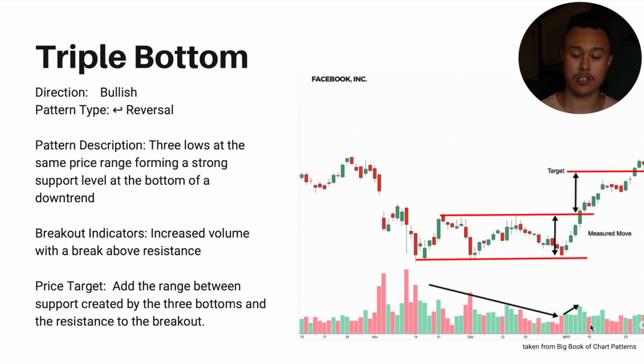So at the bottom of a downtrend, if price action hits 3 points all around the same range and then rallies up, that's called a triple bottom. So pretty much a triple bottom is 3 lows at the same price range, forming a strong support level at the bottom of a downtrend.